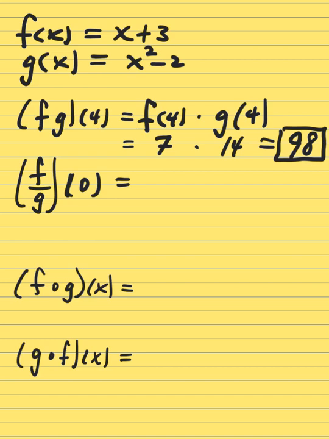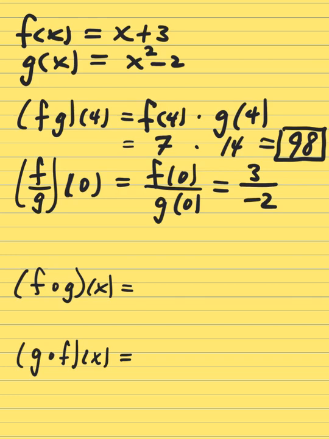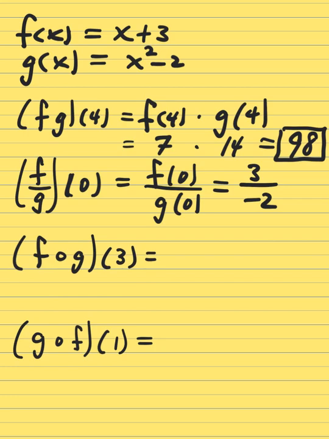Maybe we're asked to set up the division. Well, that's going to be f of 0 over g of 0. F of 0 is 0 plus 3. G of 0 is 0 squared minus 2. If your fraction will divide out or reduce, you're expected to divide it out and reduce it. If not, don't force it. Negative 3/2 is just fine. I modified the bottom two examples if you happen to see a change in the video.